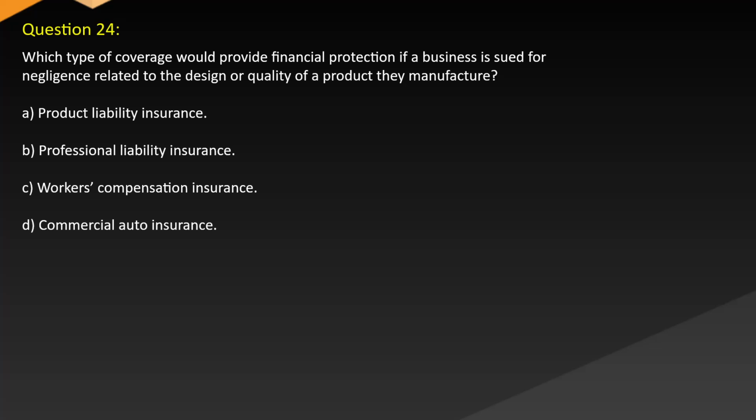Question 24. Which type of coverage would provide financial protection if a business is sued for negligence related to the design or quality of a product they manufacture? A. Product liability insurance. B. Professional liability insurance. C. Workers' compensation insurance. D. Commercial auto insurance.